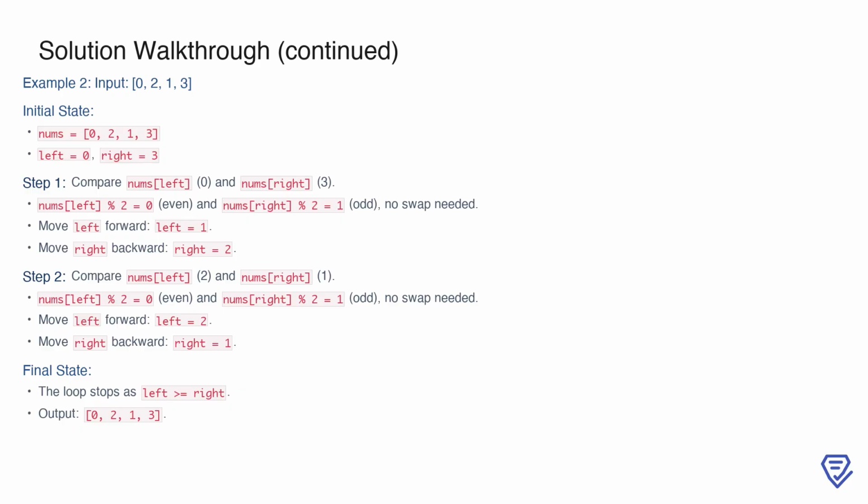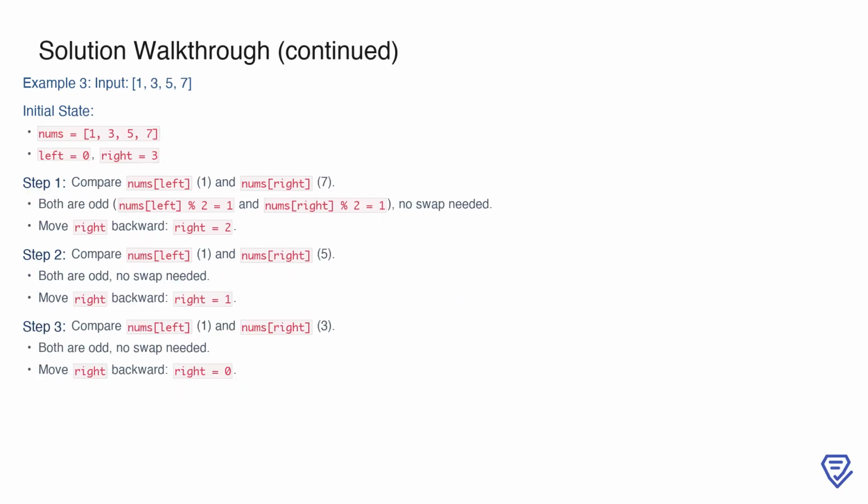At this stage, we compare nums[left], which is 2, and nums[right], which is 1. Again, nums[left] is even, and nums[right] is odd, so no swap is needed. We move both pointers inward again. The left pointer moves to position 2, and the right pointer moves to position 1. Now that left is greater than or equal to right, the loop stops. The array remains unchanged, and the final output is 0, 2, 1, 3.